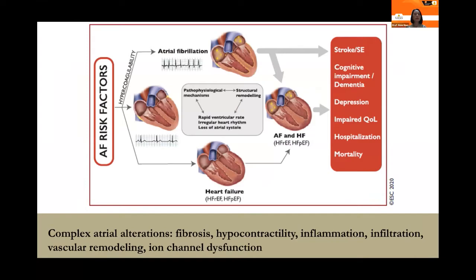If you look at the pathophysiology of atrial fibrillation, the two main pathophysiological changes are hypercoagulability and structural remodeling, particularly in the left atrium. The alterations result from fibrosis, hypocontractility, inflammation, infiltration, vascular remodeling and ion channel dysfunction. These two changes cause thromboembolism and heart failure with preserved or reduced LVEF. The clinical outcomes are stroke, cognitive impairment, dementia, depression, impaired quality of life, hospitalization, and finally mortality.